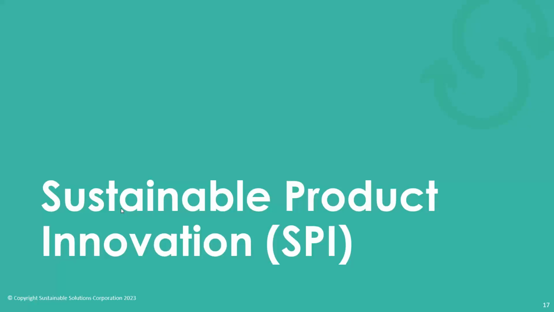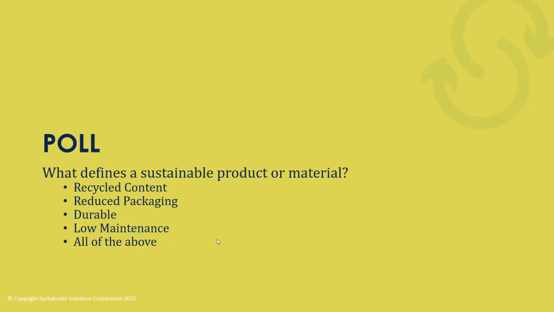So now we're going to come up to our next poll. Before we go into this, we're going to have Juliana launch that. So the question is, what defines a sustainable product or material? Is it recycled content? Is it reduced packaging? Is it durable? Is it low maintenance? Is it all of the above? So please start voting and selecting what you think is the correct answer here. And again, there are no incorrect answers. This is just to get your best level of understanding of what a sustainable product really is.